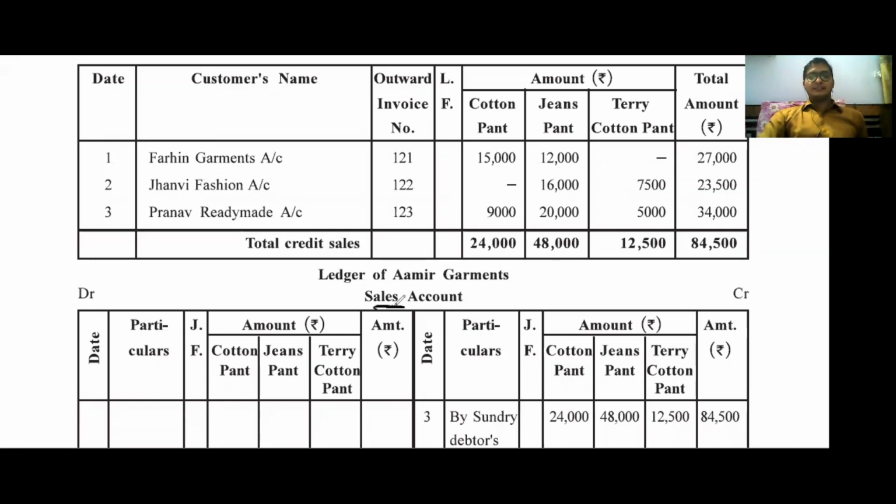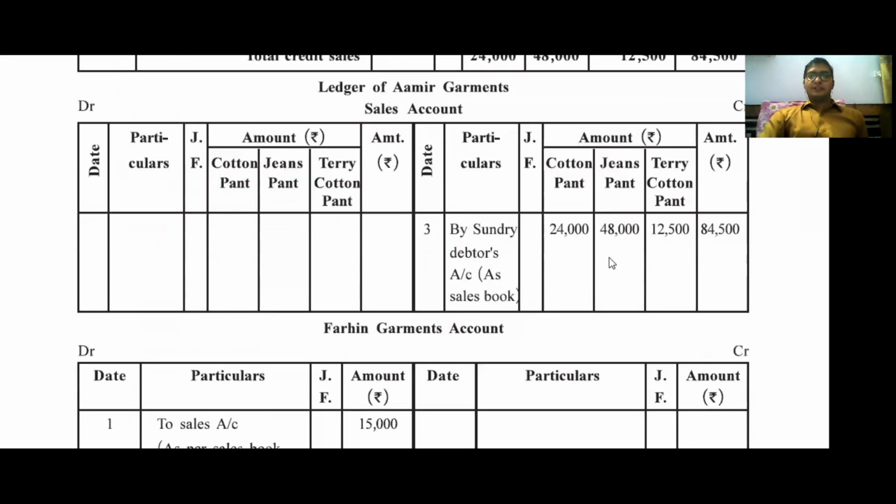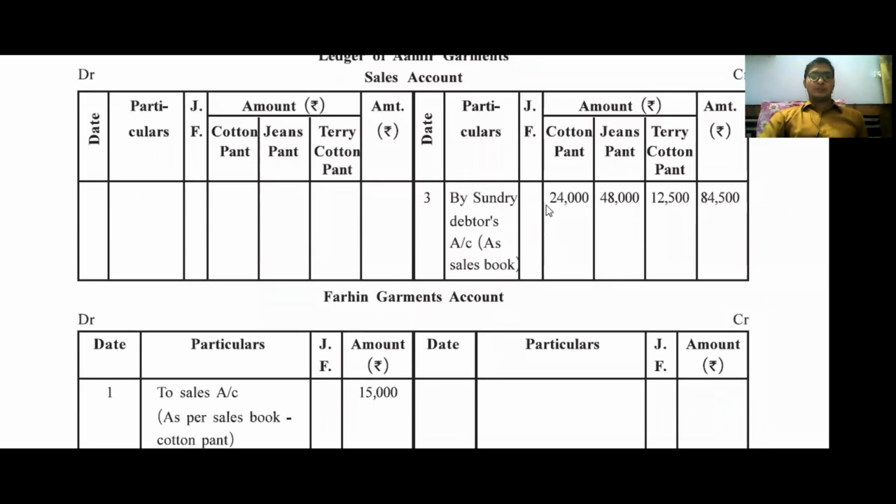Now this is regarding sales, and sales has a credit balance. So on the credit side: cotton pant 24,000, jeans pant 48,000, terry cotton pant 12,500, and the total of these three is 84,500. Got it? And here it is a sales book with customers, so we have to write sundry debtors. Clear? Then the ledger of the sales account is completed.